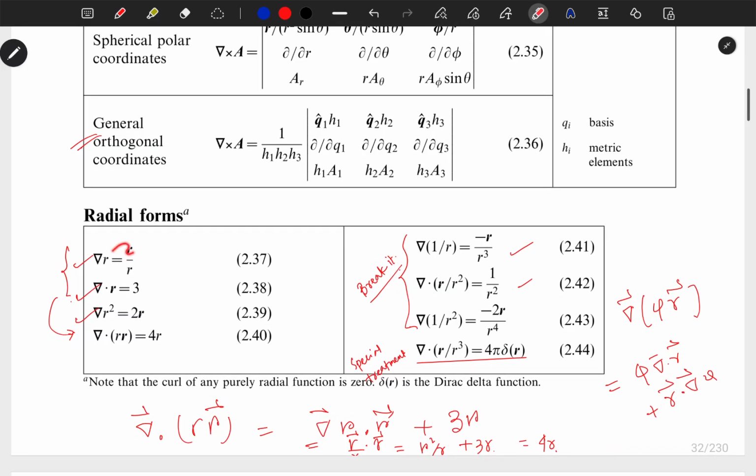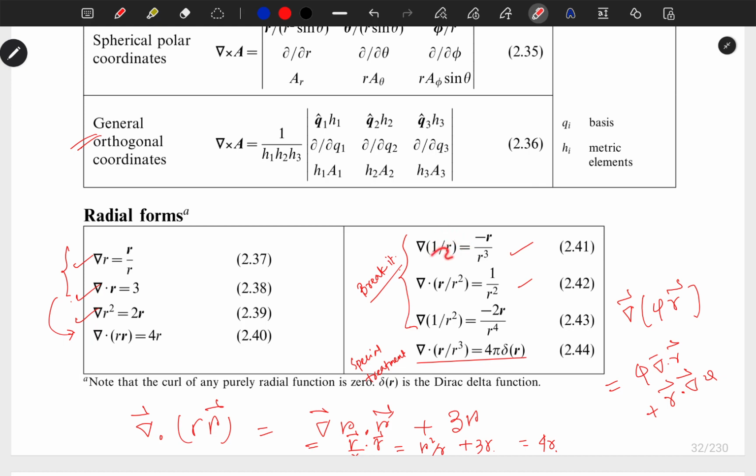Radial form: first, gradient of r is r vector by r. Our divergence of r vector is 3, gradient of r squared is 2 r vector, divergence of r times r vector is 4r. That we can do simply by just breaking this r vector into two parts.